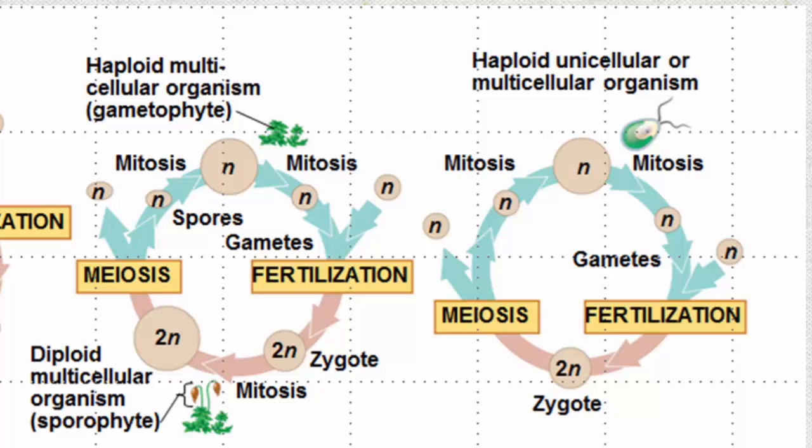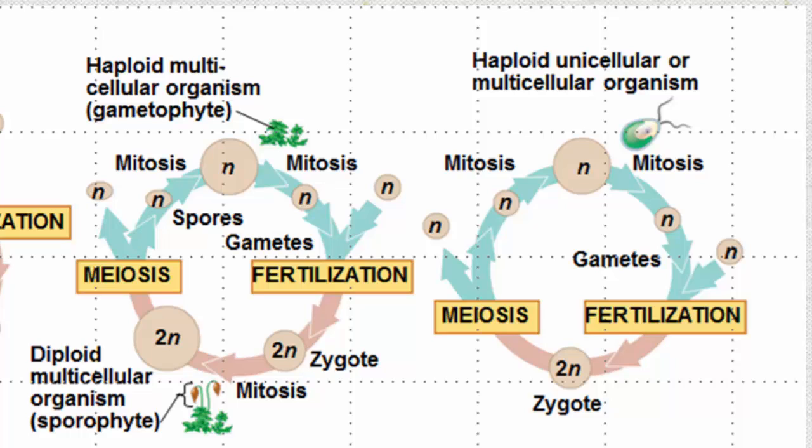Plants and some algae, on the other hand, have what's known as an alternation of generations, where at some point in its life cycle there are diploid cells, and at other points in its life cycle there are haploid cells. Starting from the zygote, which would be diploid, the zygote would develop by mitosis into a diploid stage of life, which we call the sporophyte.